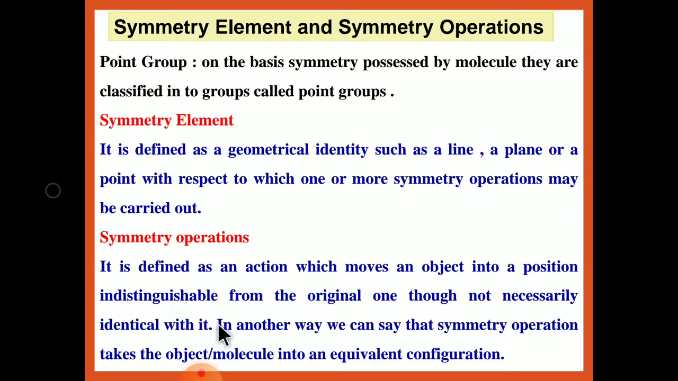So after changing the position, or after moving the object, we will get an indistinguishable structure from the original one. Then and only then are symmetry operations possible. In another way, we can say that a symmetry operation takes the molecule into an equivalent configuration.